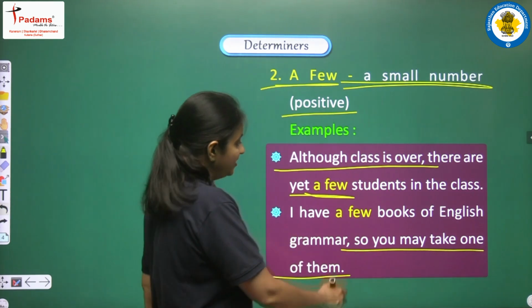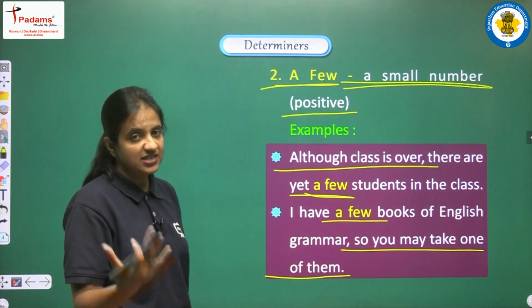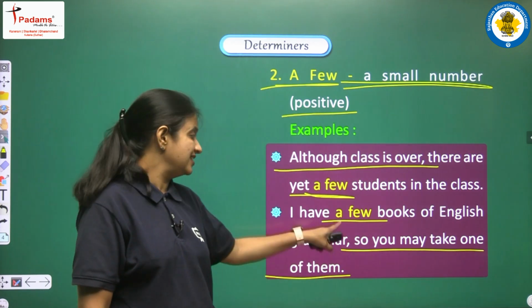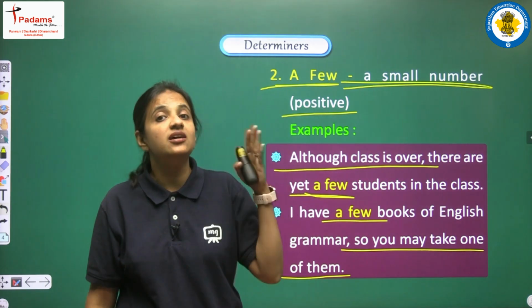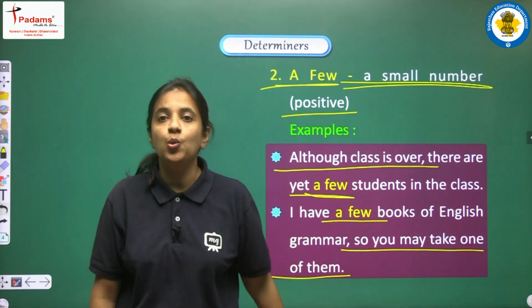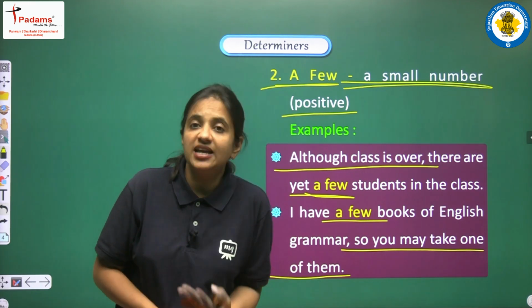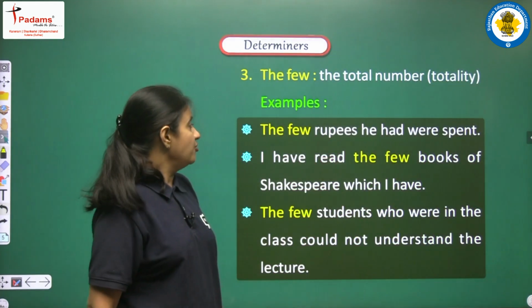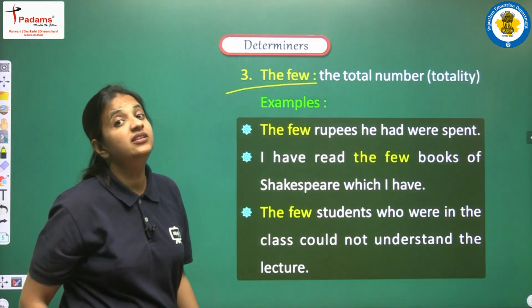Okay, and this is the reason that we are having positive sense in the sentence, we are having a positive meaning in the sentence. This is the reason that here we are using a few, that is a positive word that gives a positive sense to the sentence. Clear?